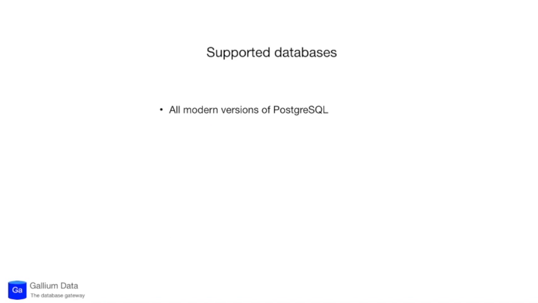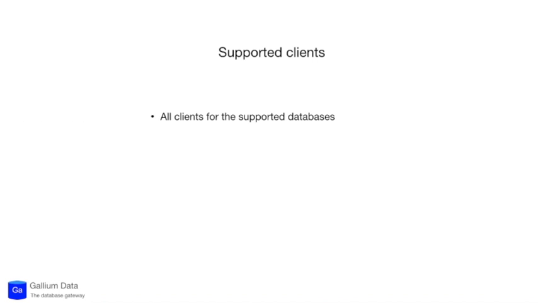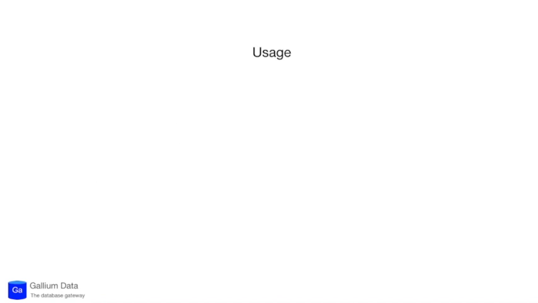The databases supported by Gallium Data today are Postgres and Mongo, including their cloud versions and all the other databases that use their protocols such as Cockroach, Timescale, and so on. MySQL is coming soon with other databases coming after that. Because it works at the wire protocol level, Gallium Data supports all clients for these databases in any language on any platform and requires no change to the clients or the servers. Anything that obeys these database protocols will work out of the box.